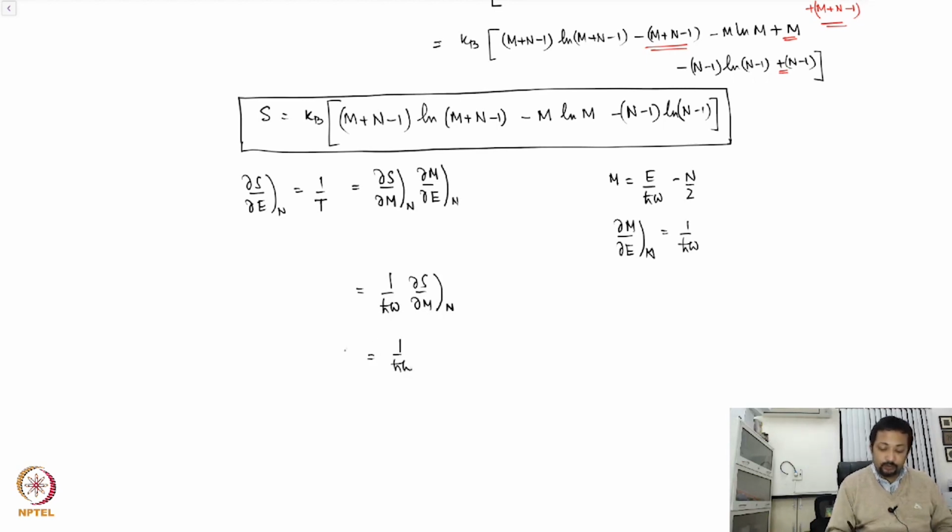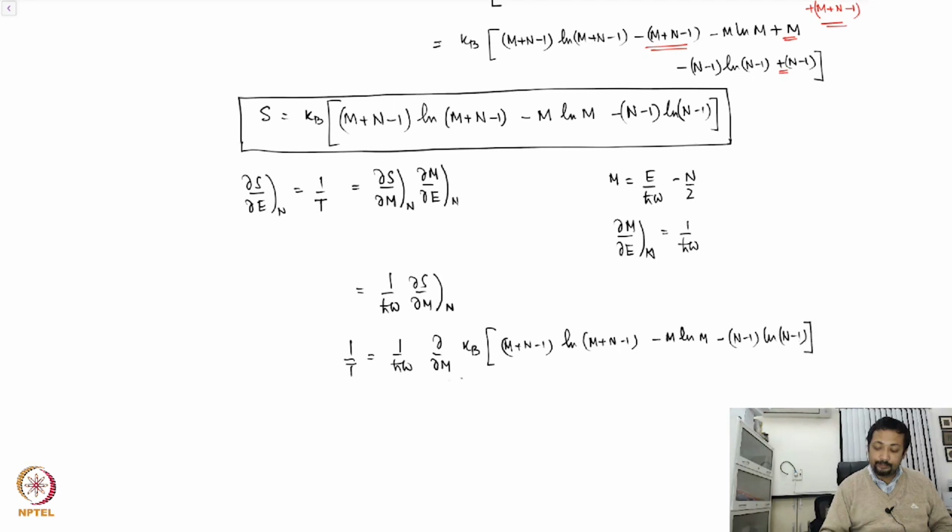So that you have 1 by T is equal to 1 over h bar omega times del del m of Kb times (m plus n minus 1) ln (m plus n minus 1) minus m ln m minus (n minus 1) ln (n minus 1). Kb comes outside and sits on top of h bar omega.